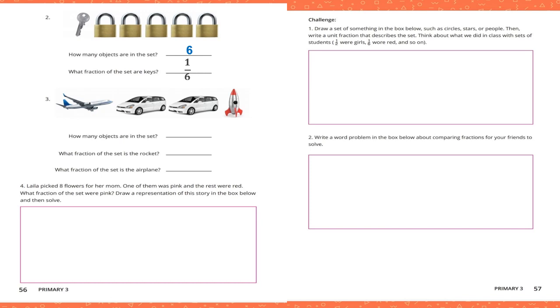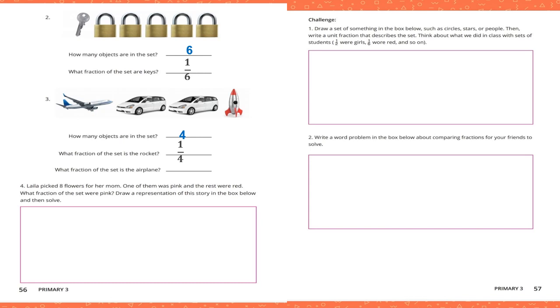Question number 3. How many objects are in this set? 1, 2, 3, 4. 4 objects. What's the fraction of the rocket here? How many rockets here? This red one. One rocket. One rocket out of what? 4 objects. So it's 1 over 4 or a fourth.